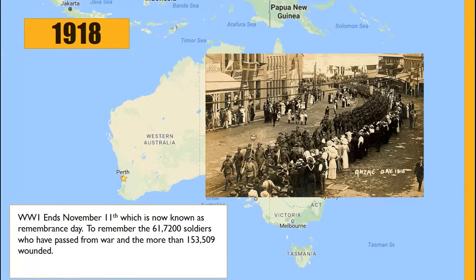In 1918, World War I ended on November 11, which is known as Remembrance Day, to remember the 61,200 soldiers who passed from that war, and the more than 153,509 who were wounded during this war.